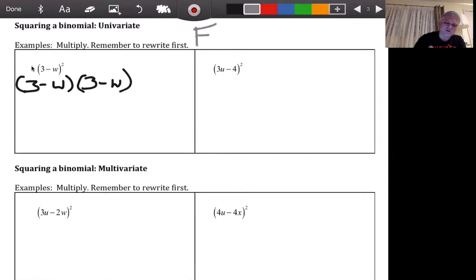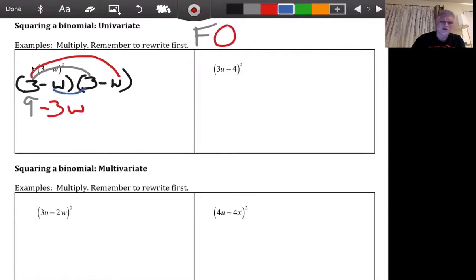So let's go with 3 times 3, which is 9. Let's do the outer terms. 3 times minus w. So 3 times negative 1w gives me minus 3w. Let's do the inner terms. Minus w times 3. Sounds familiar because we just did it. So minus 3w.